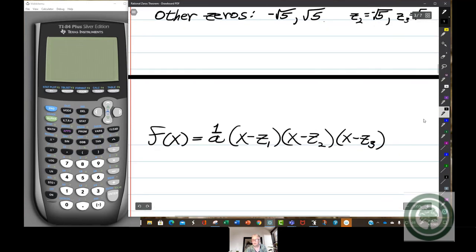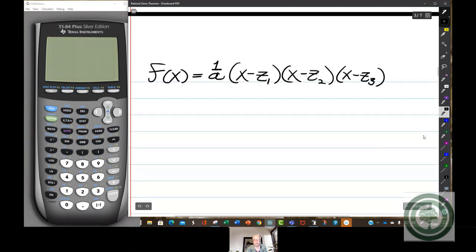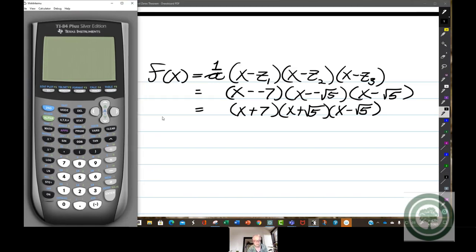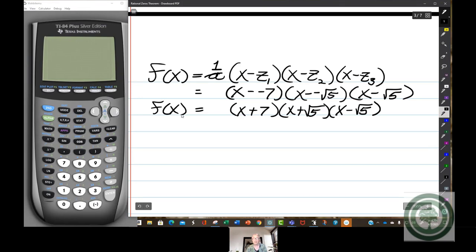Okay, I come down here and I put those guys into this formula. Let me mark through the a there, now that we know it's a 1. We're going to have x minus -7, x minus negative the square root of 5, and x minus positive the square root of 5. So let's clean it up. If there's a 1 there, it becomes invisible. This is going to be x plus 7 times x plus the square root of 5 times x minus the square root of 5. So that's what f of x equals in factored form.